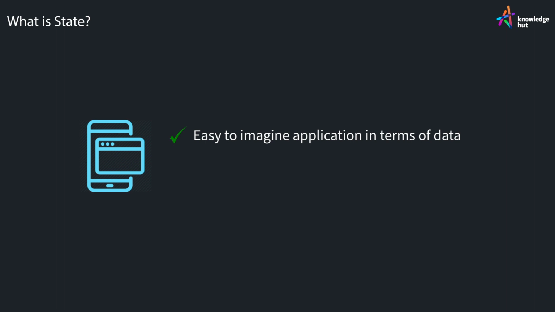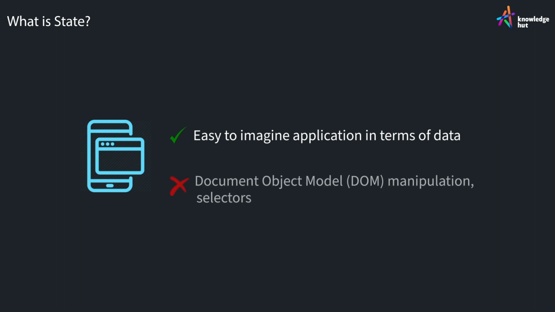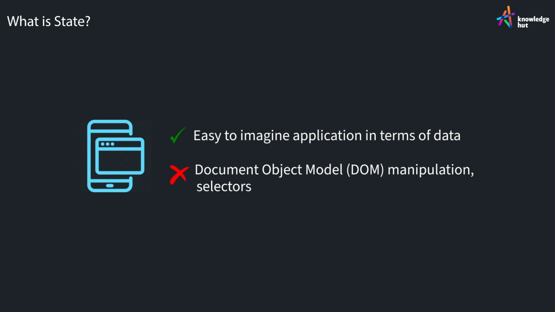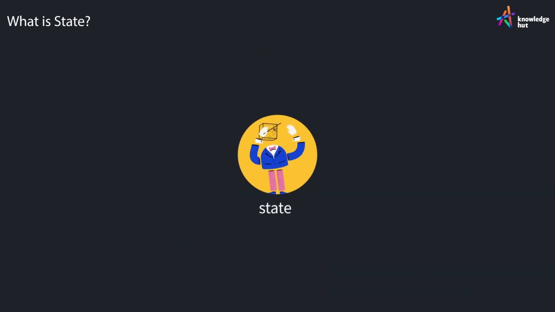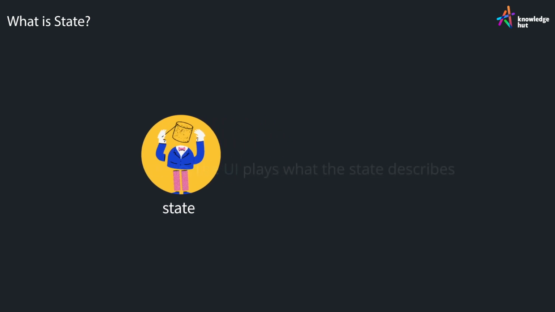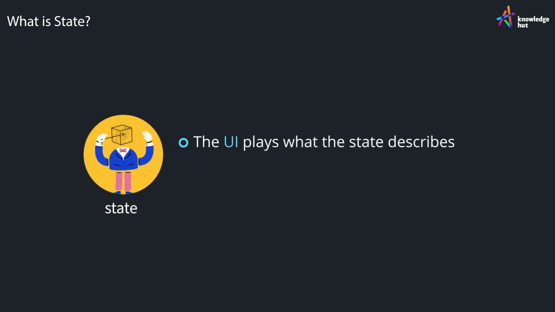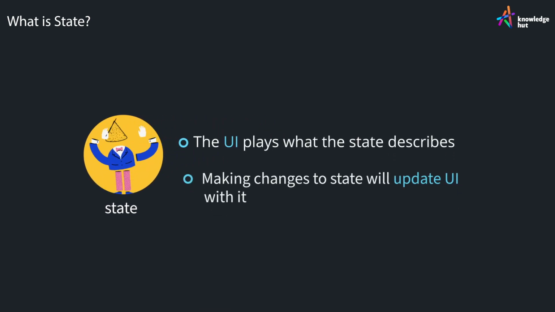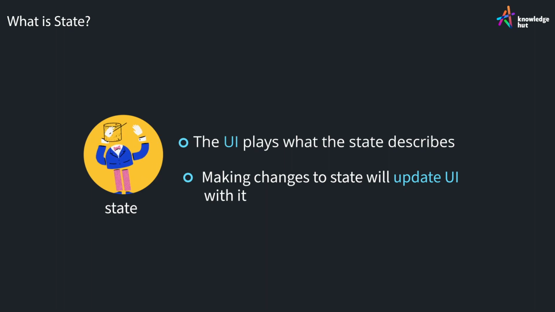This makes it really easy to imagine your application in terms of data and not in terms of technical nitty-gritties such as document object model or DOM manipulation, selectors, and other things that you would otherwise need to worry about when building a web application. Imagine state like a conductor to an orchestra. The UI plays what the state describes. You make changes to the state and your UI updates with it.